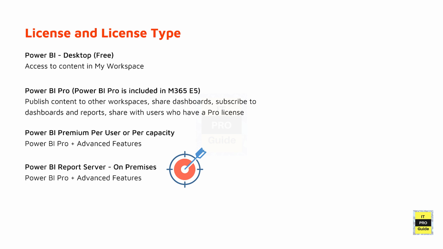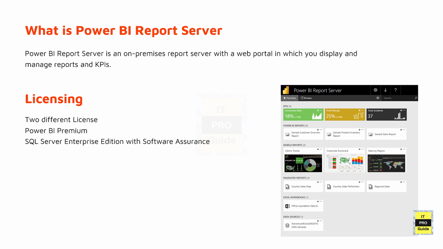Then Power BI Premium is an advanced licensing version with advanced features, which is per user or per capacity based. And also Power BI Report Server, an on-premises solution which also provides Power BI Pro features and some advanced features. Up to this point in this video, I was trying to make you understand the different components of Power BI and how each component works.